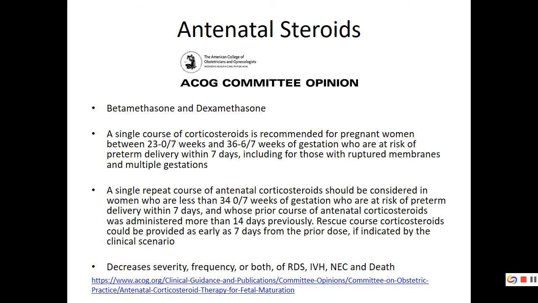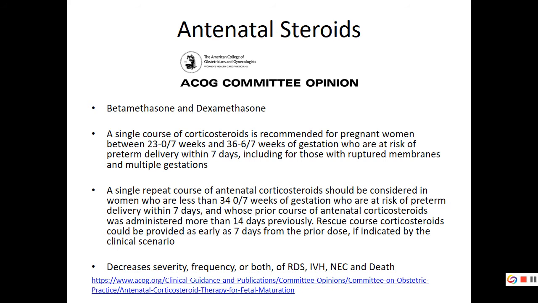We give antenatal steroids very specifically to women at risk for preterm birth. We primarily use betamethasone, although dexamethasone can also be used. And the way we typically give this, from the American College of Obstetrics and Gynecology, is we give a single course to pregnant women between 23 and 0/7 and 36 and 6/7.